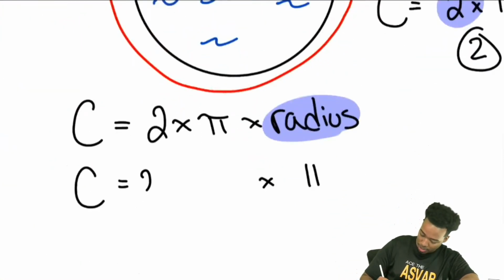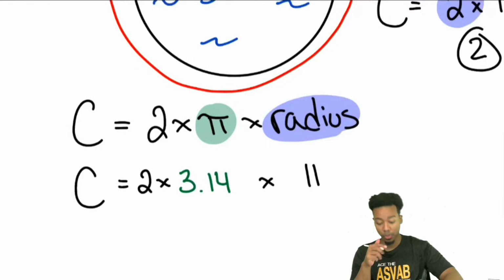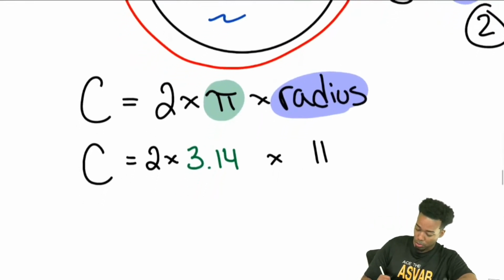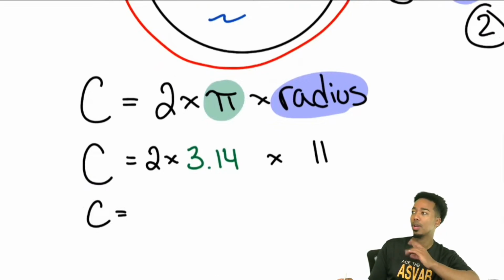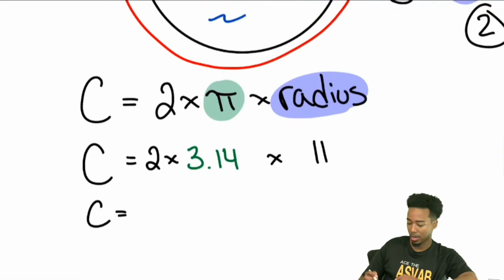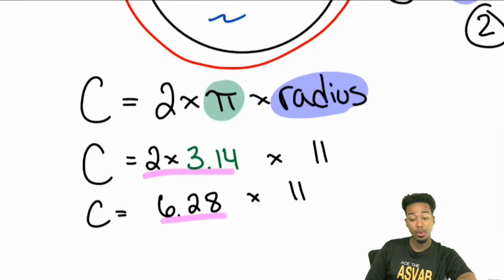And I'll go ahead and say we have 2 times 3.14. Let me go ahead and use a green highlight there. Times 11. And that's it. Now it's time to get to work. We'll start off with doing 2 times 3.14. It's pretty simple because we don't have to carry anything over here. 2 times 3 is 6. 2 times 1 is 2. 2 times 4 is 8. So we have 6.28. That's how we got that right there.